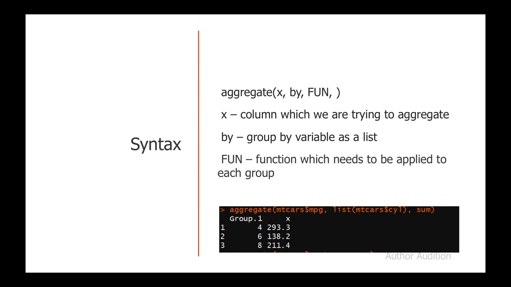We can take a quick look at the default mtcars dataset in R. Here in this example, we are grouping the mpg column on cyl and taking the sum of the variables in the group. So there are three unique values in the cyl column, which are 4, 6 and 8, and we have taken the sum of all the mpg values.